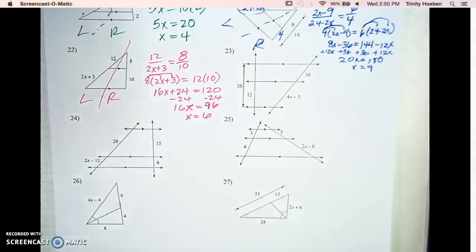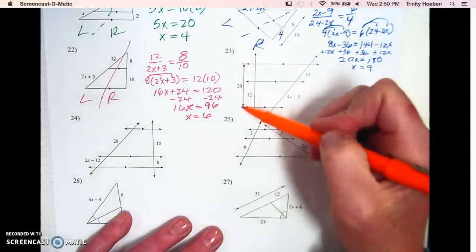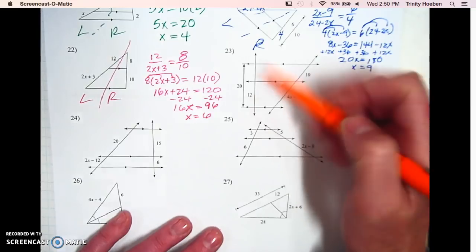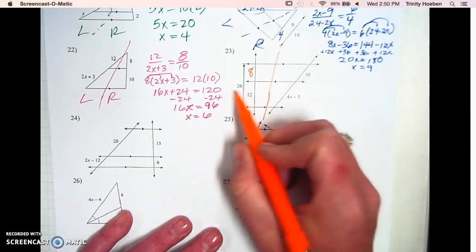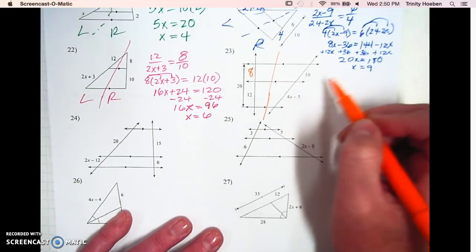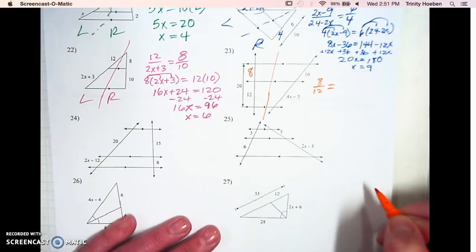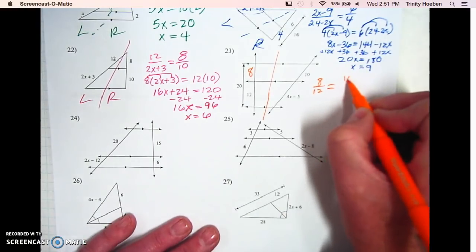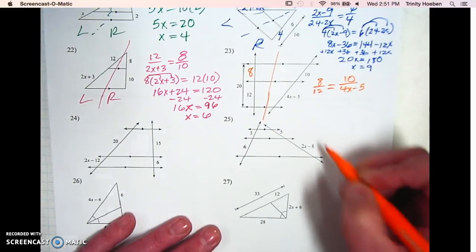Number 23. You got to do a little subtraction over here too because they give you the whole length of 20. So you need to subtract that 12 to get that 8. And then there's your imaginary line. So you have your left and right and numerator and denominator. So 8 over 12 sets up your left side of your proportion. And 10 over 4x minus 5 sets up the right side of your proportion.